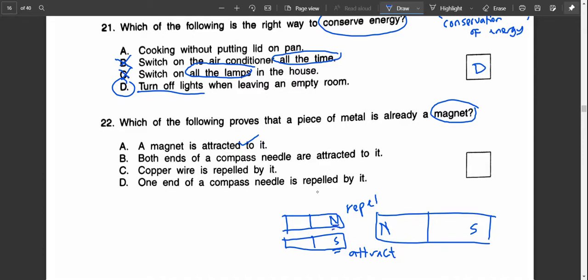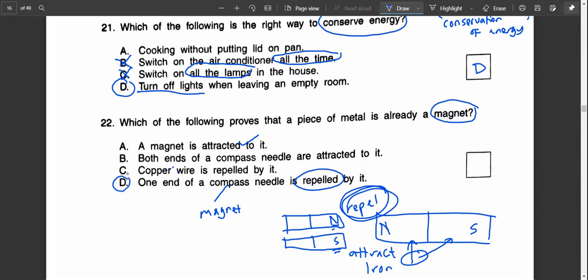But if you put an iron object here, okay, now let's put it at the bottom. If you put any object, let's say iron here, it will always be attracted to either one. So that's why we cannot use this one to identify it. We need to use another magnet and figure out which one repels it. And then C, copper wire is repelled by it. Copper wire will not be repelled by a magnet. And D, one end of the compass needle is repelled by it. So as you know, a compass is a magnet. It also has the north and south pole, therefore it should be repelled by it. Therefore the answer is D.